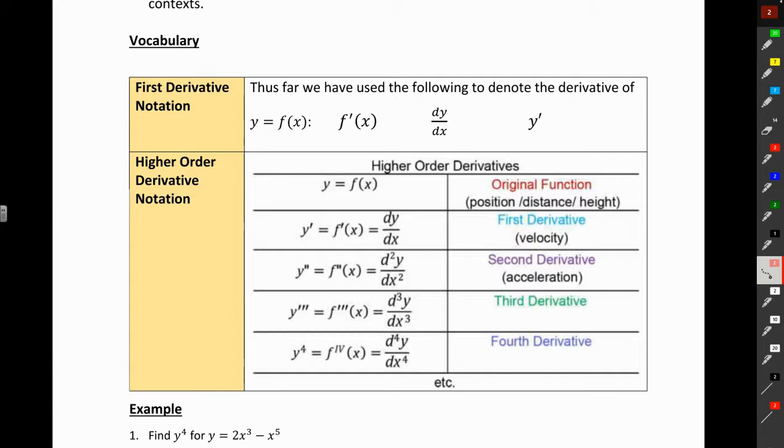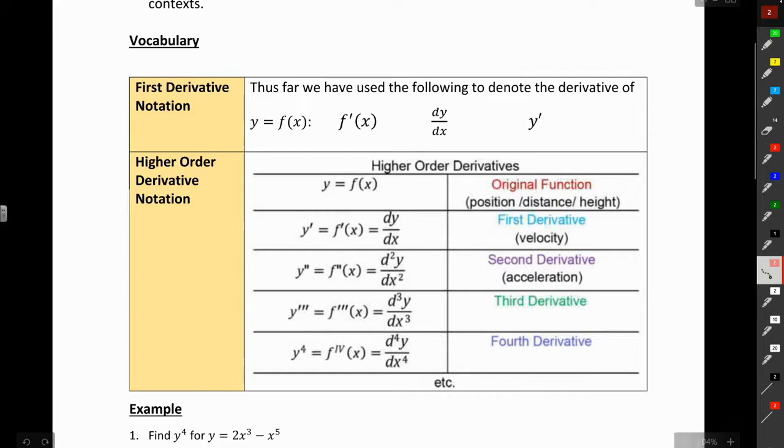So usually in your physics classes, you may have already looked at this. The original function, the position function, would be represented by just y equals f of x. And if we take the first derivative, we'll get velocity. And if we take the derivative of the derivative, in other words, the second derivative, we would get acceleration. And so there are real world applications to using higher order derivatives. And this is the notation.